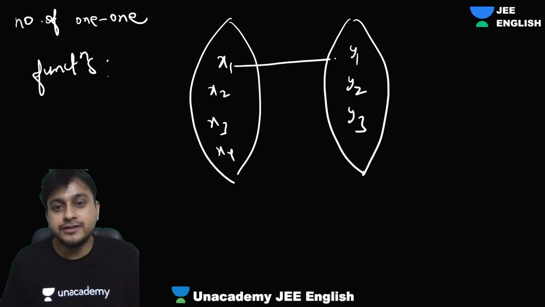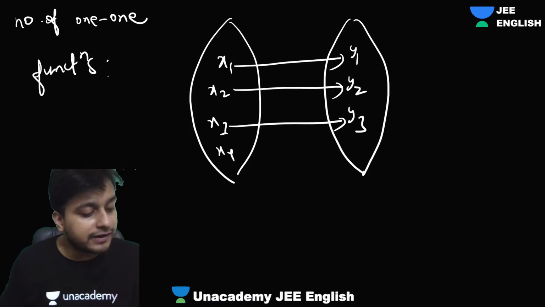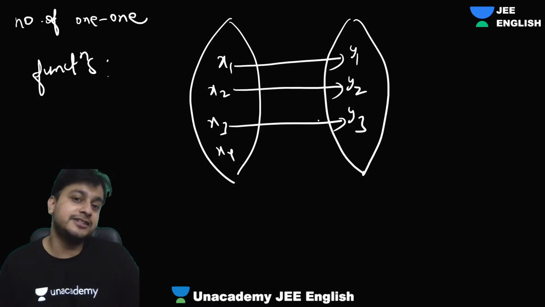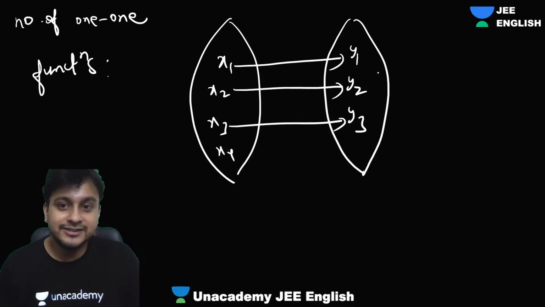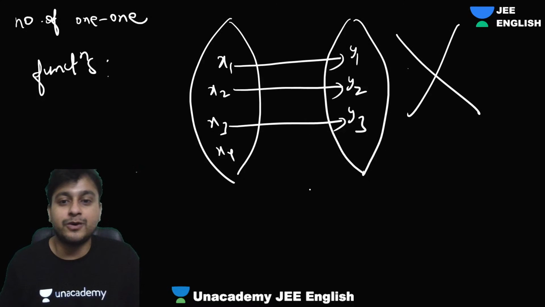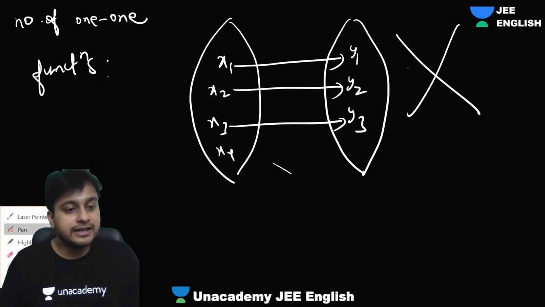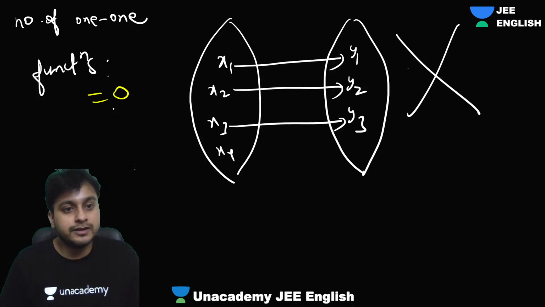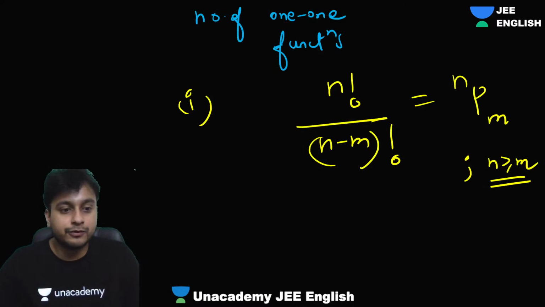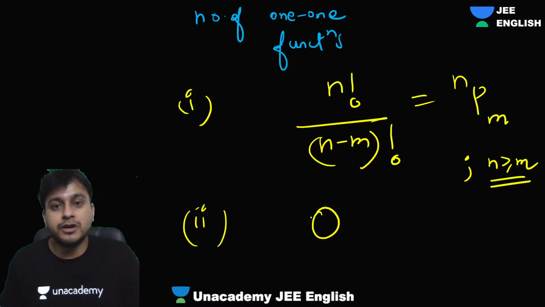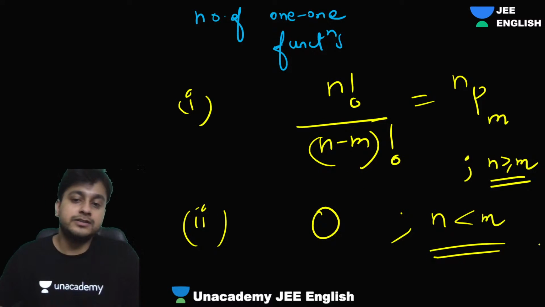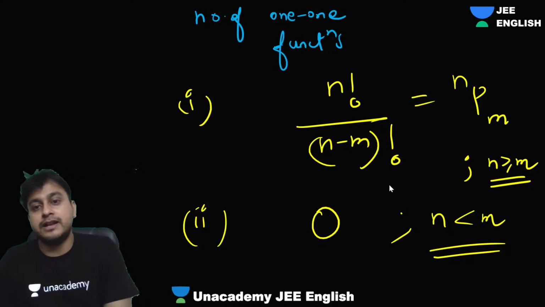0. Because guys, if you start mapping this to this, this to this, this to this, one guy will be left. That will not be a function only. So it will not be a function in that scenario. It won't be a function, not possible. The number of one-one functions will be 0, and that's the reason why, for the second case, when n is less than m, the answer will be 0 number of one-one functions. Understood?